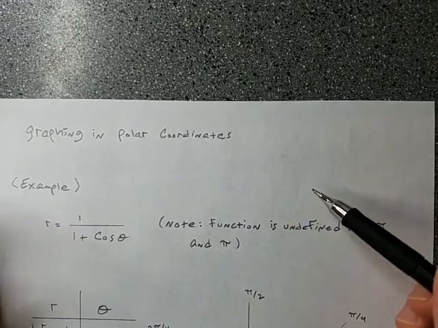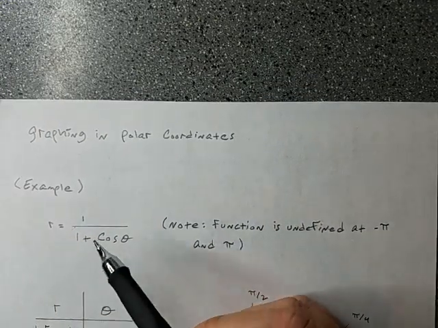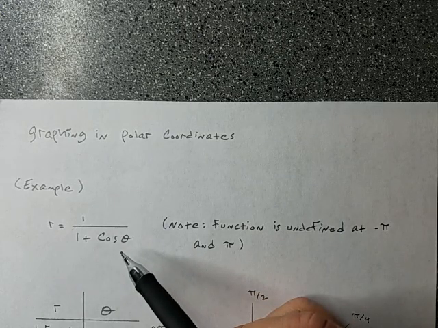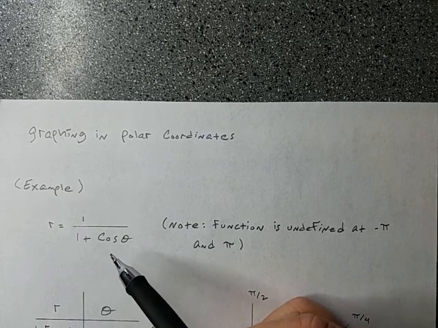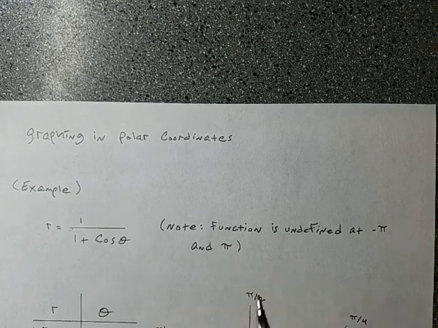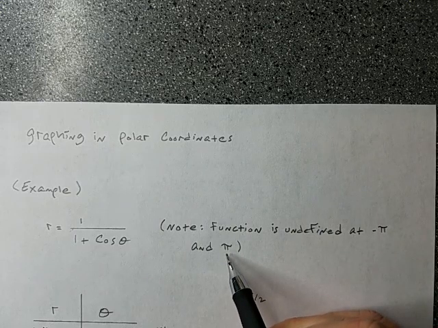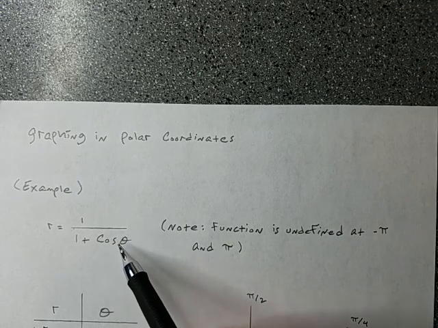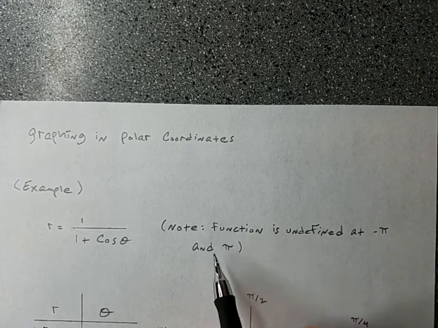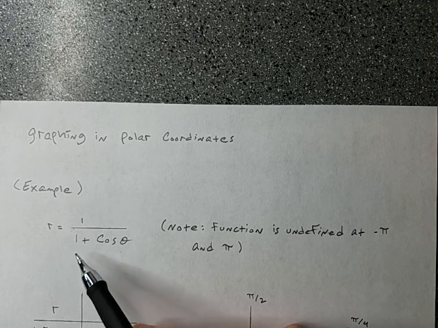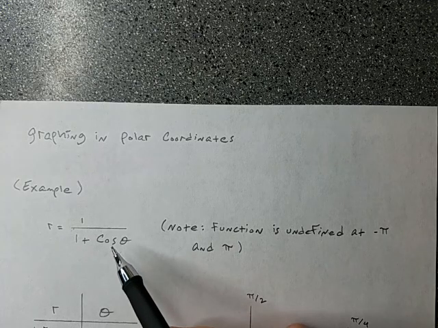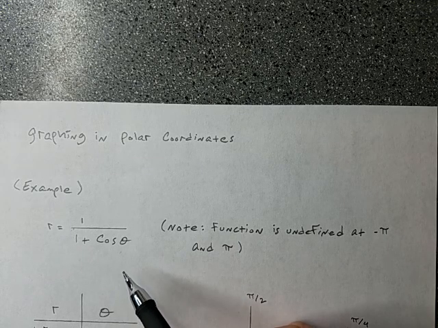So some initial observations about this. This could be undefined, okay? So when I go to sketch the graph, whatever that may look like, I want to keep in mind that at negative pi or pi, or any angles coterminal with those angles, this will be undefined. The reason is because at 180 degrees or negative 180 degrees, cosine is negative 1, and 1 plus negative 1 is 0, and then we'd be dividing by 0. Okay, so that's my first observation.